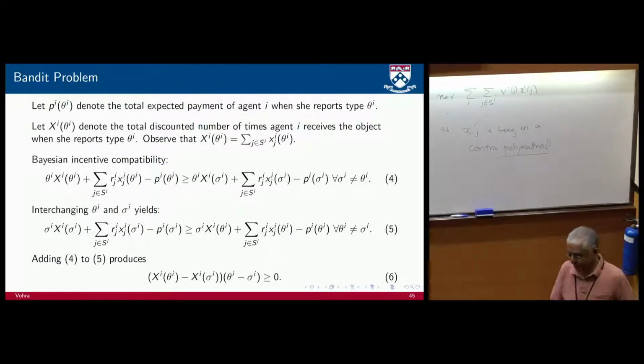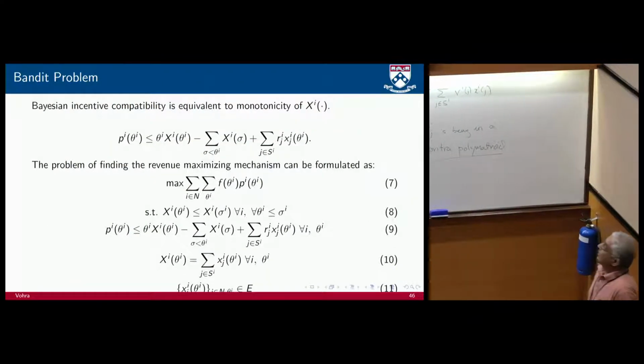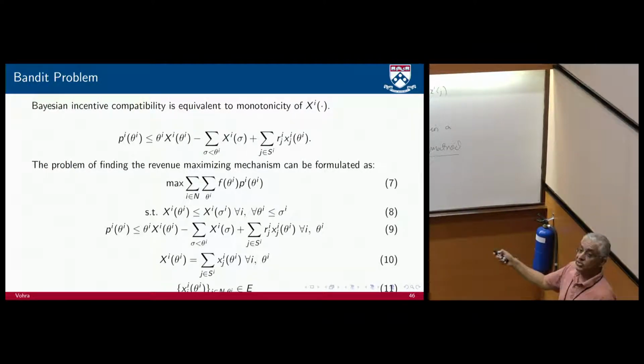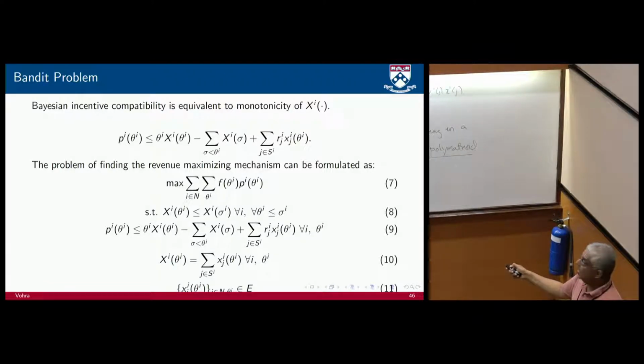Pretty much everything is textbook. Okay. You can use the same envelope argument to say that the payments are bounded above by this. Okay. And so now we can write down the problem of finding the revenue maximizing mechanism this way. Maximize expected sum of payments, subject to monotonicity on the big X's. No payment can exceed this. And that the expected discounted number of times you receive the object had better be equal to these Xij's, which are the reduced form representations, and then the Xij's had better live in this extended contra-polymatroid.